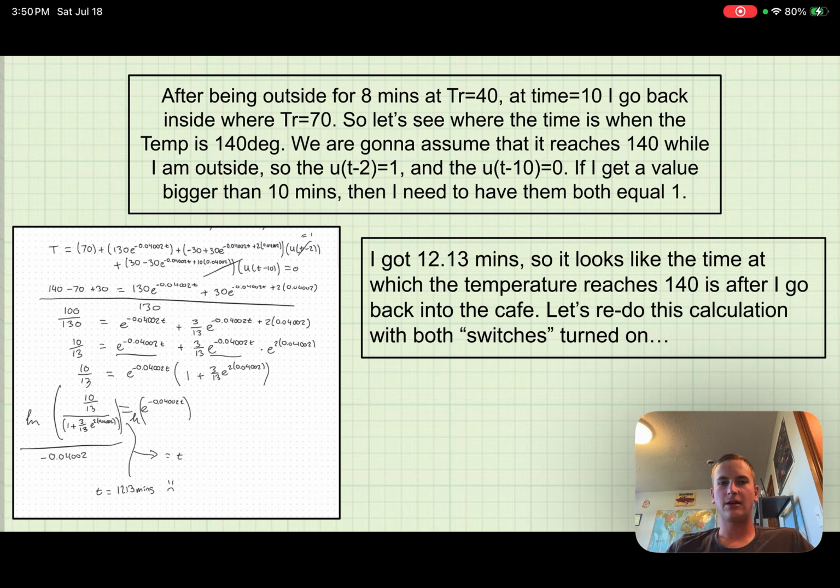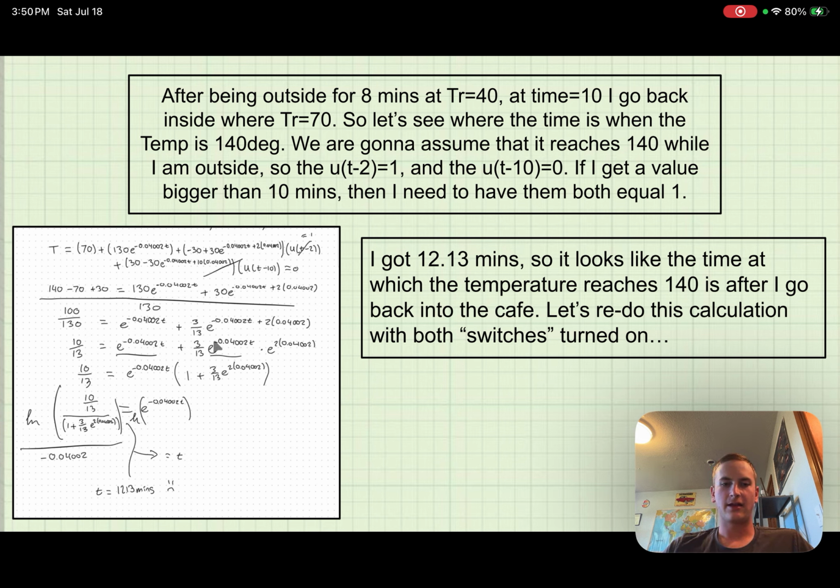So after being outside for 8 minutes at room temperature 40 degrees, at time equals 10 minutes, I go back inside where room temperature equals 70 degrees. Let's see where the time is when the temperature of the coffee is 140 degrees. We are going to assume, for starters, that it reaches 140 degrees while I'm outside. So we're going to turn off the function for when I go back inside because I haven't gone back inside yet, so it's not being applied.